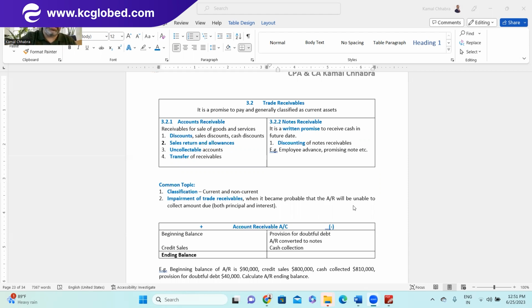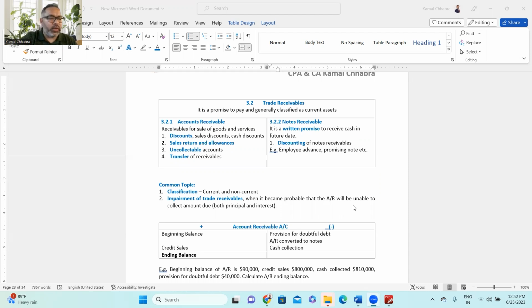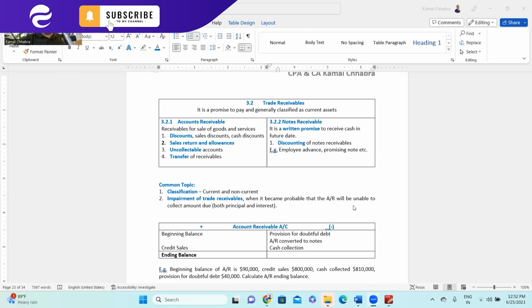Account receivable are basically receivable only and only for the sales of goods and services. Right? What is trade receivable? The amount which you are expected to receive in future on account of sale of goods, which is your main business, or the services, which is your main business. But other than that, if you have any amount receivable, that will not be classified in trade receivable. Trade receivable means main business. From main business, if you have any amount receivable or payable.